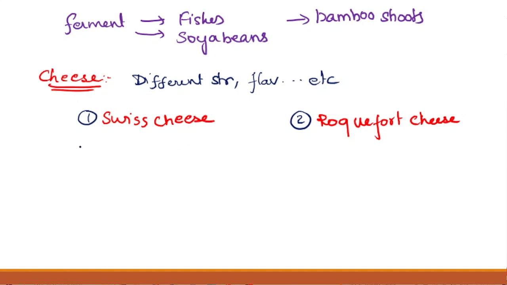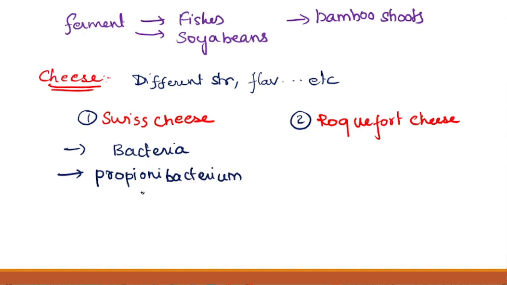When we discuss the Swiss cheese, it is made with the help of bacteria. The bacterium that is responsible for the preparation of Swiss cheese is Propionibacterium shermanii. This is the name of the bacteria that is helpful for preparing Swiss cheese.